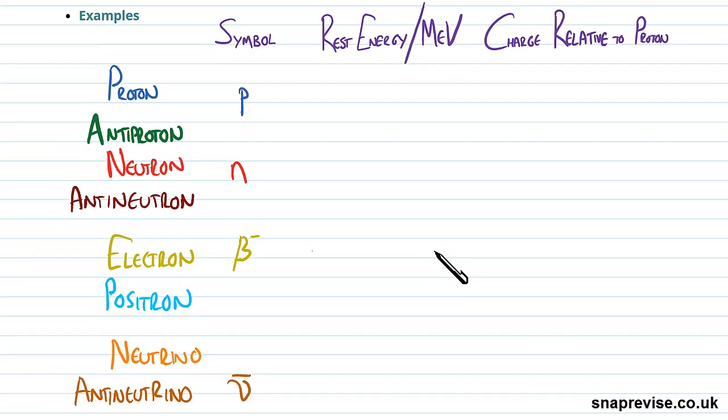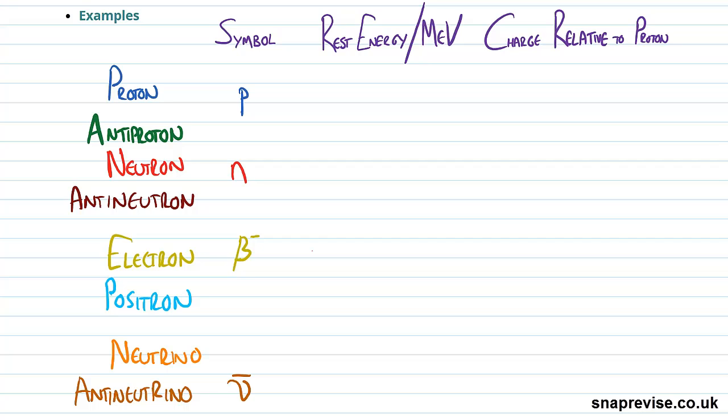The thing we need to notice is that this bar over the top is actually how we denote antiparticles. So putting a bar over the top of the particle is a way of showing that it's the antiparticle of that particle. And that's something we'll see as we go through and fill in these other ones. But for now, let's just fill out what we know. So the proton has the symbol P. And we're just going to write down the rest energies for all of these particles so that we get an idea of the kind of values we're talking about.